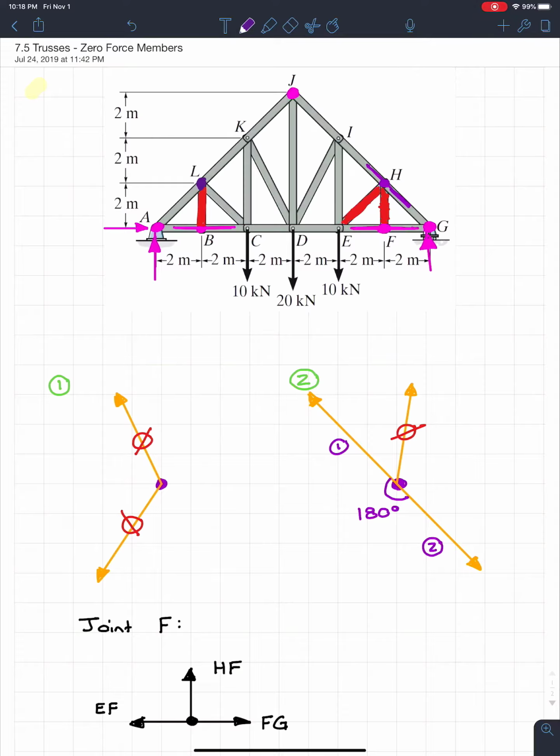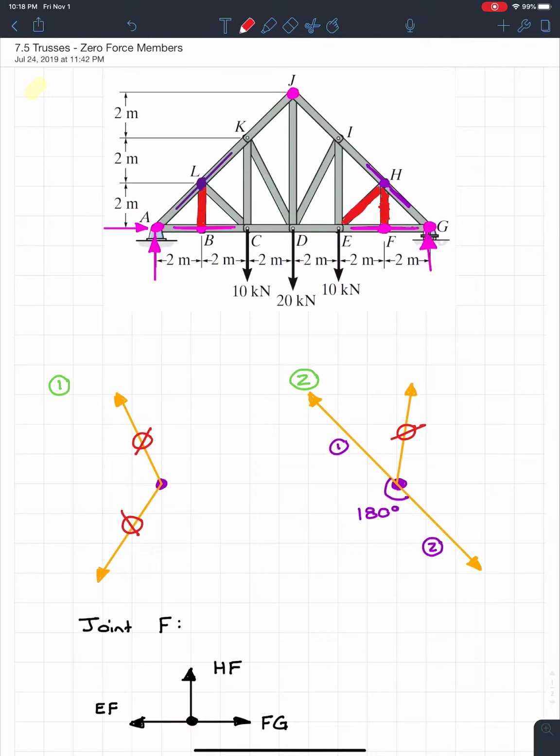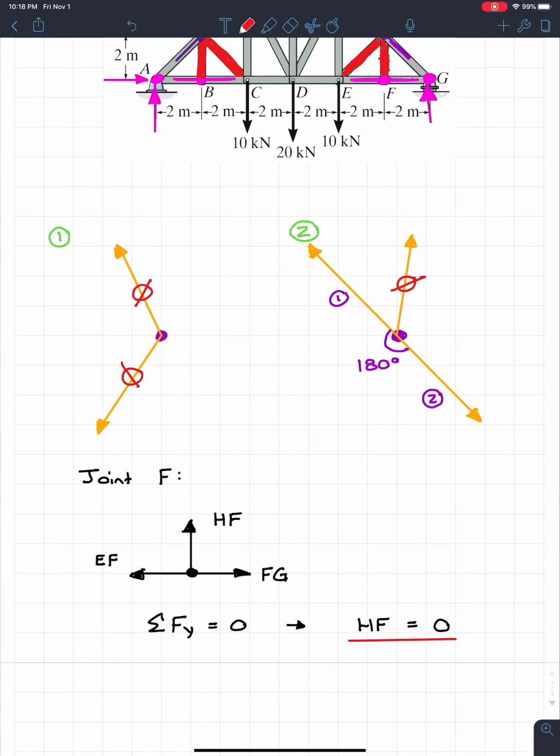And if we look at AL, we see that it's actually collinear with LK over on this side. So we can conclude that the third member is actually going to be zero force. So this member right here, this one's going to be zero force. So just like that. Okay, well, how exactly do we prove it? Well, let's go down here, and we just did joint F, and from that we concluded that HF is 0.